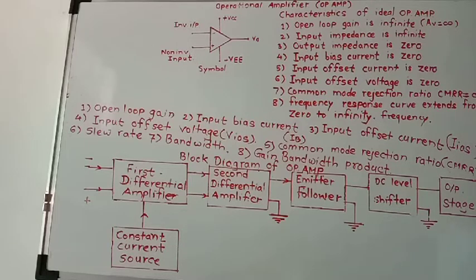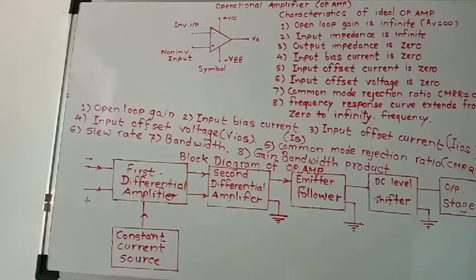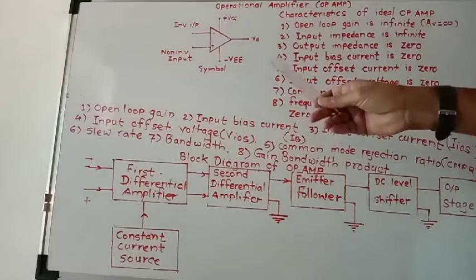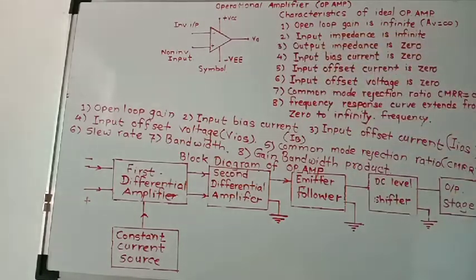Okay, then what is meant by slew rate? Slew rate is defined as the rate of change of output voltage, that is dVo divided by dt. That means it indicates how fast the op amp can change the output. So this is called the slew rate.